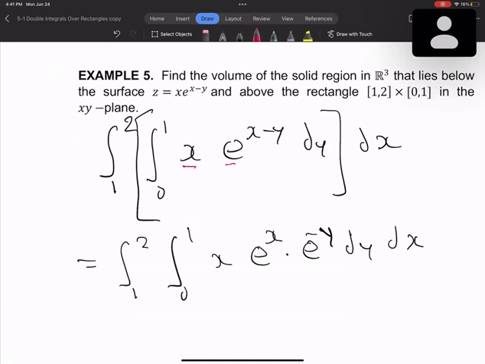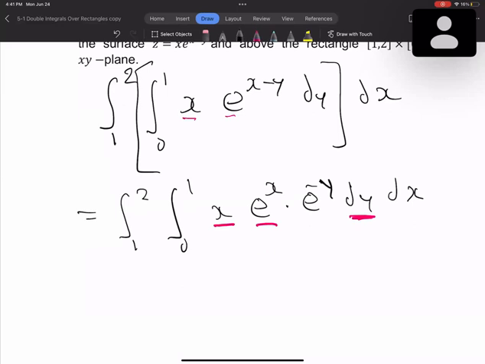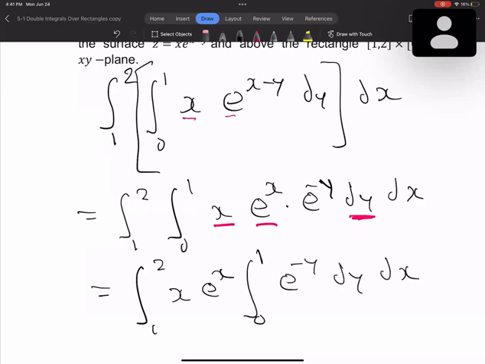So I'm integrating with respect to y. So what happened to x and e to the x? They are constants, so I'm going to take them out from the integral. So I got the integral between 1 and 2 of x e to the x, then the integral between 0 and 1, and then e to the minus y dy dx.